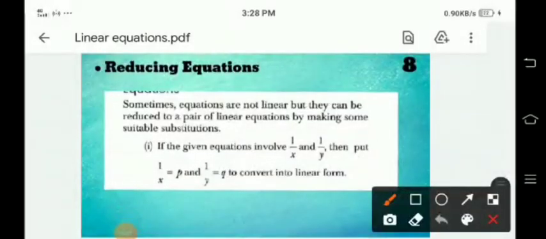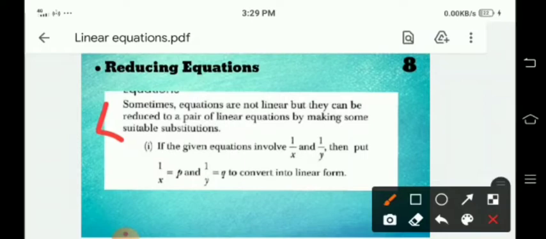रिड्युसिङ इक्वेसन्स मिन्स इक्वेसनलाई चाहिँ रिड्युस गरेर चाहिँ कसरी सल्भ गर्नु, लिनियर इक्वेसन्स बनाउनु भनेर चाहिँ. समटाइम्स इक्वेसन आर नट लिनियर. इक्वेसन्सहरु चाहिँ लिनियर हुँदैन अरे. Equations are not linear, but they can be reduced to a pair of linear equations by making some suitable substitution. Means तिनीहरु चाहिँ इक्वेसन्सहरु चाहिँ लिनियर हुन सक्छ by substituting some suitable substitution गरे भने चाहिँ त्यो लिनियर इक्वेसन हुन्छ.